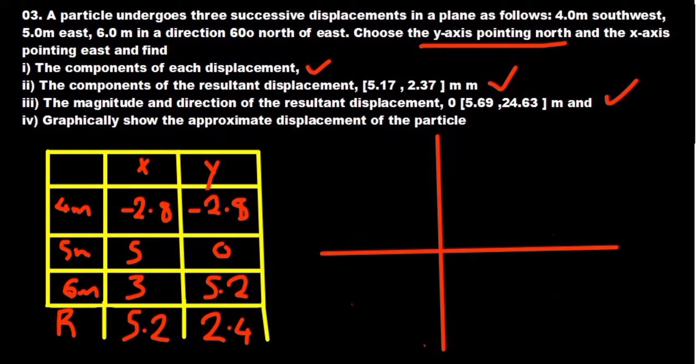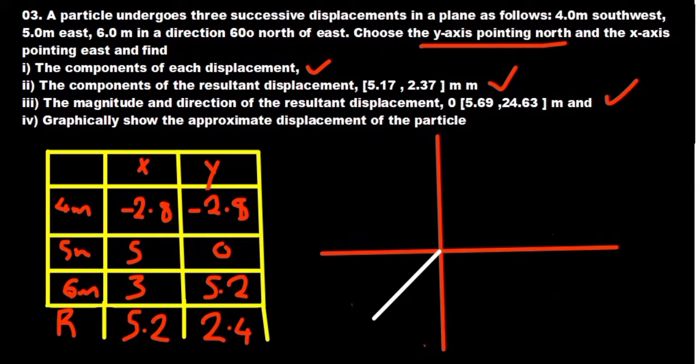So we'll start with the first one. We are told a particle undergoes 3 successive displacements. The first is 4 meters south of west. South of west is between the south and the west, right? Somewhere there. So we'll say that's 4 meters.